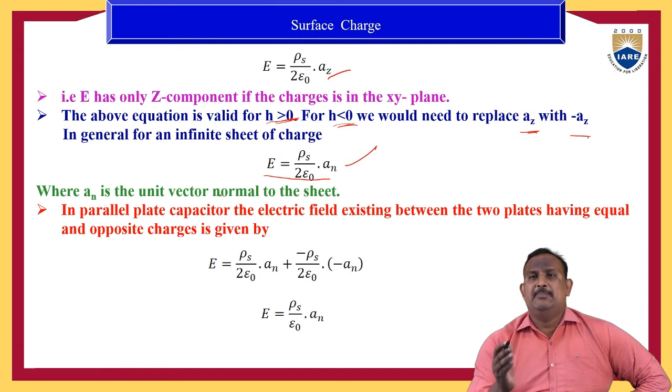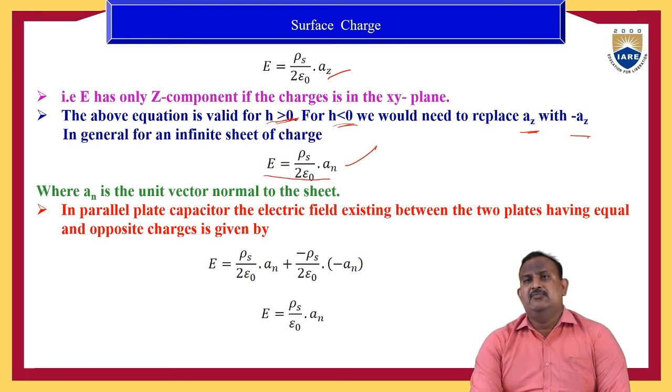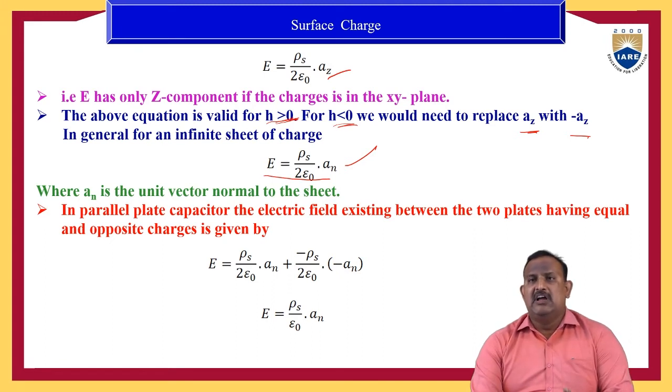So here, if you assume a parallel plate capacitor, in a parallel plate capacitor, the electric field exists between the two plates. Let us assume now we have calculated the electric field intensity for one sheet. For one sheet, the electric field intensity E is equal to rho S by 2 epsilon naught into Az. Now we need to calculate the electric field intensity for the parallel plate capacitor. So when we are calculating for the parallel plate capacitor, the two plates have equal charge with opposite polarity. Therefore, we need to assume equal electric field intensity with opposite polarity.